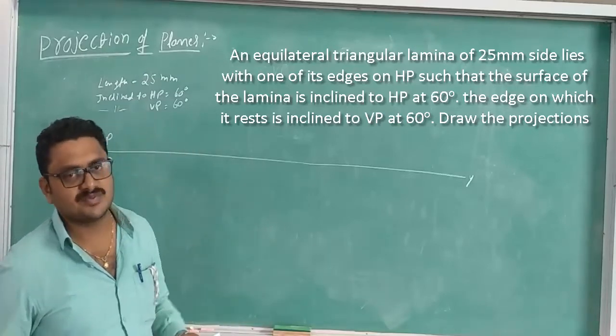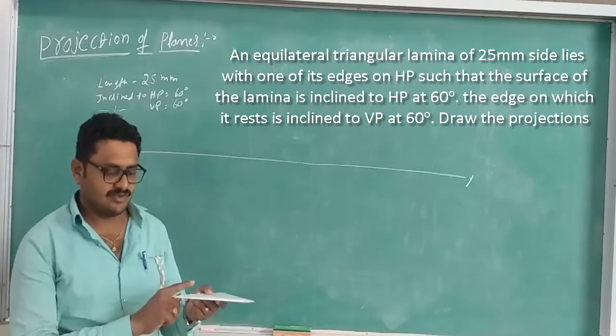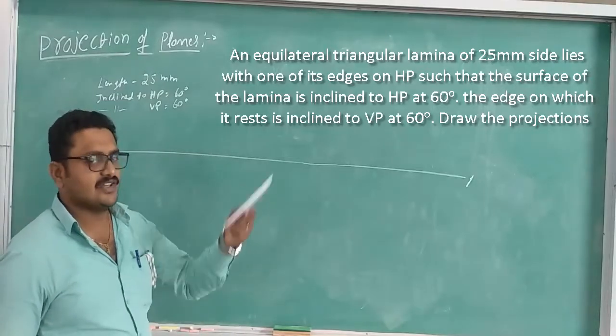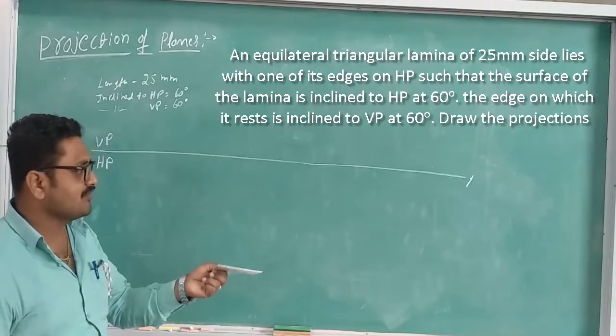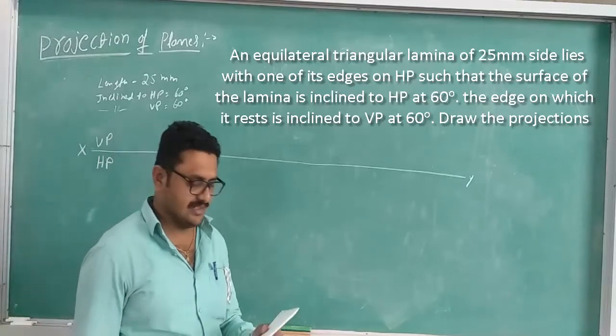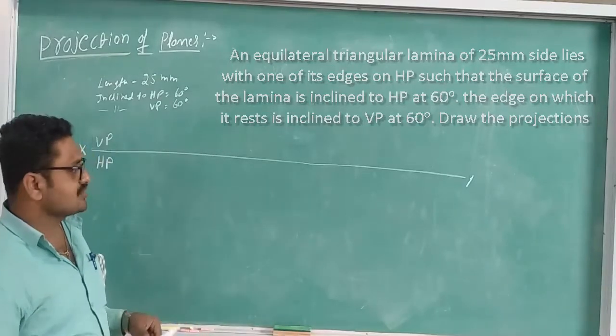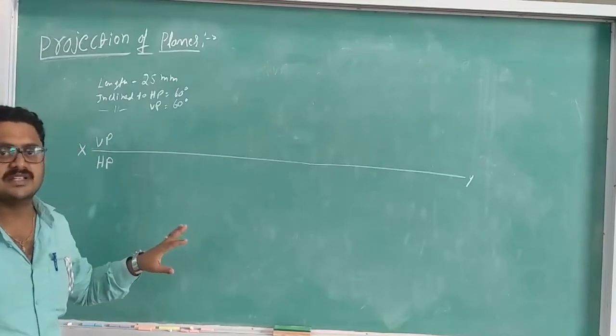It has a side length of 25 mm. It is resting on HP on one of its edges or sides, and the lamina is inclined to HP at 60 degrees, and the edge on which it rests is inclined to VP at 60 degrees. This is the question. When we get a question in projection of planes, we solve the problem in 3 steps.